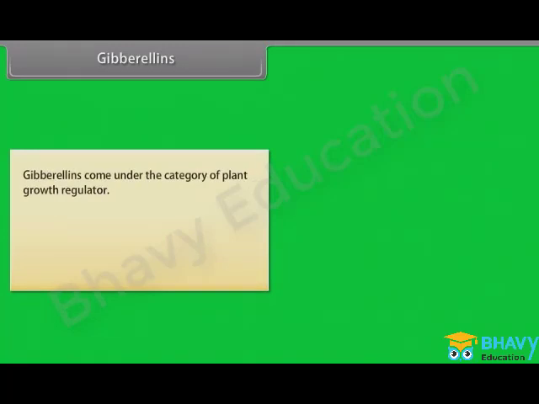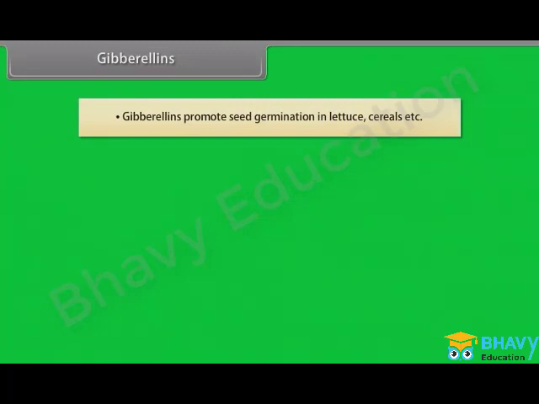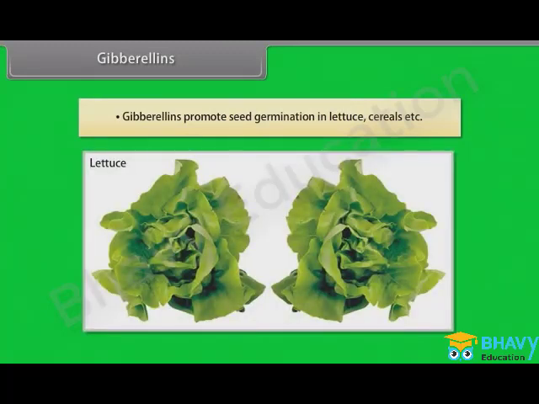Gibberellins. Gibberellins come under the category of plant growth regulator. Physiological effects of gibberellins on plants. Gibberellins cause stem elongation and leaf expansion but have no effect on roots. Gibberellins promote seed germination in lettuce, cereals, etc.